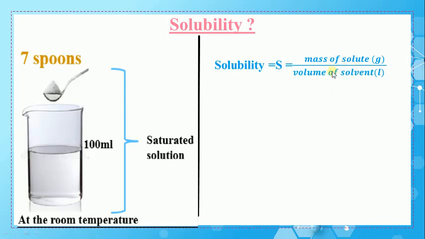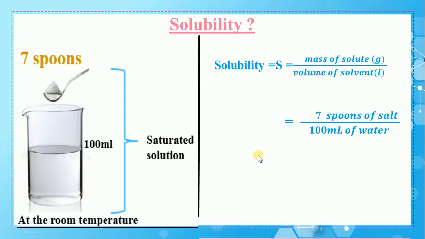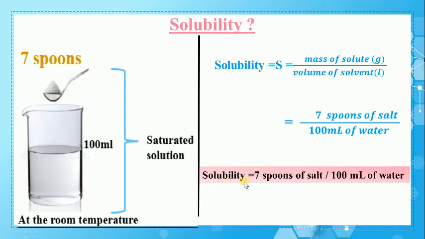The mass of the solute, which is salt, is 7 spoons. The volume of solvent is 100 milliliters of water. Then the solubility equals 7 spoons of salt per 100 milliliters of water. Now, let's represent the solubility in the mass of salt in gram. To measure the mass of the salt, what should we use?